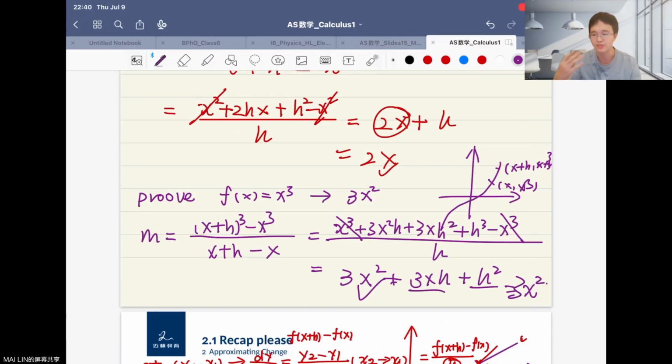So that's for this lesson. I hope you can understand how to calculate the gradient here. It's very important.